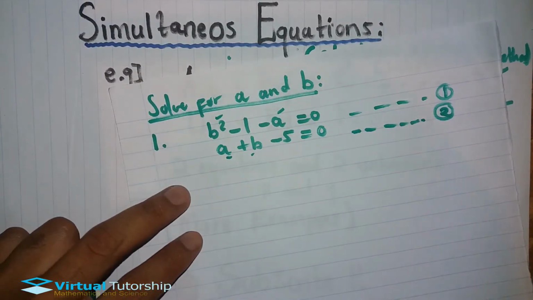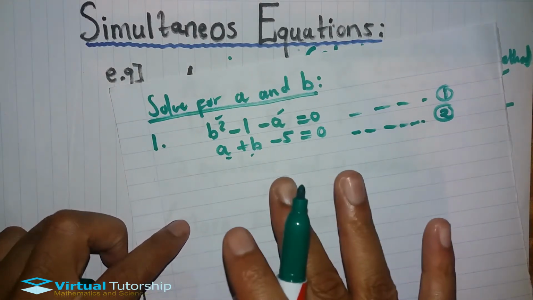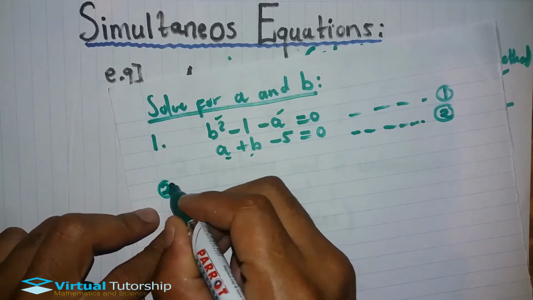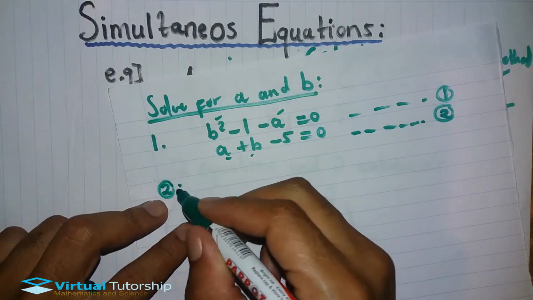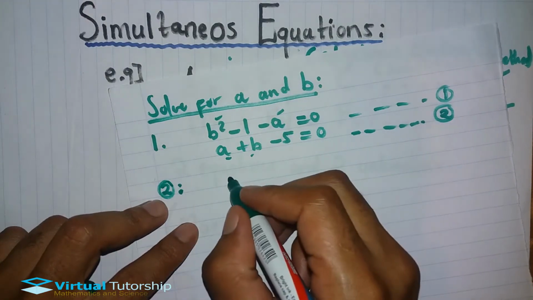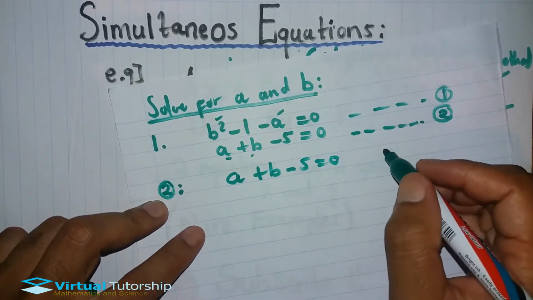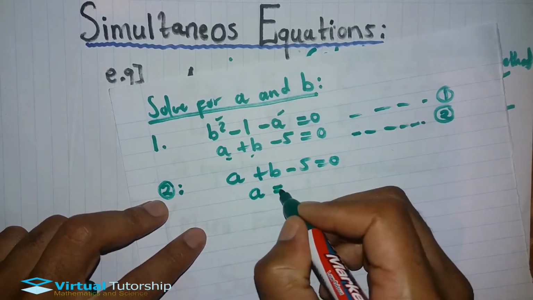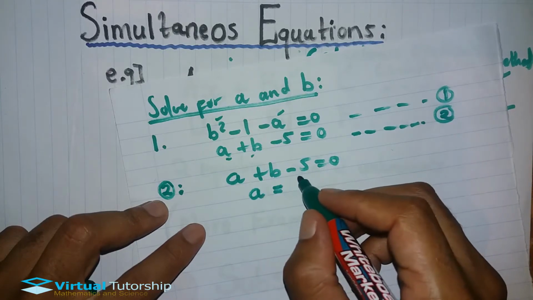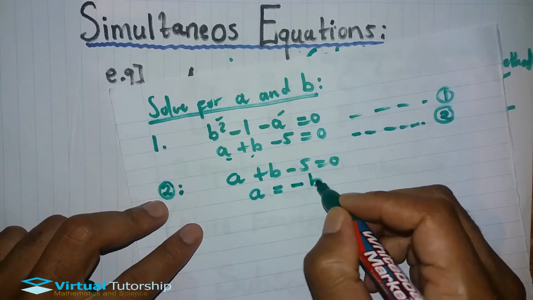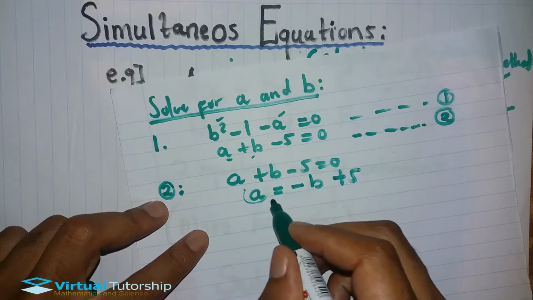Okay, this time around let's take the second equation and solve for a or b. I choose to solve for a. So the equation is 2a plus b minus 5 equals 0. Let's make a the subject of the formula. Move everything to the right hand side and leave a on the left hand side. In totality, a is equal to minus b plus 5. Now, a in terms of b.